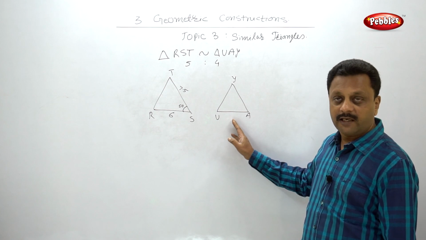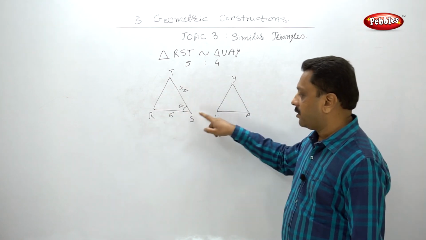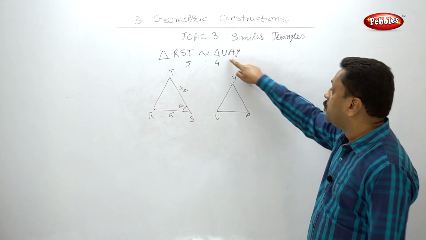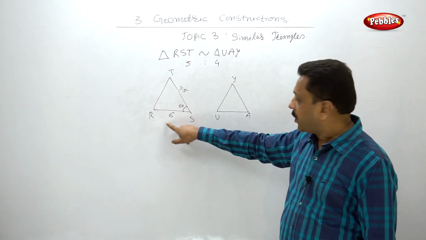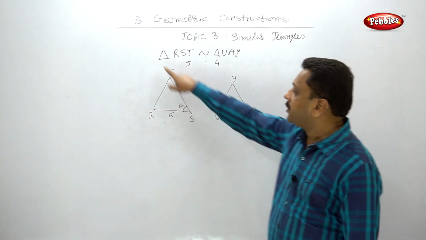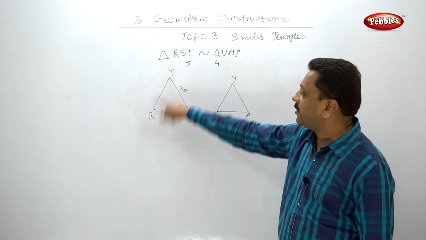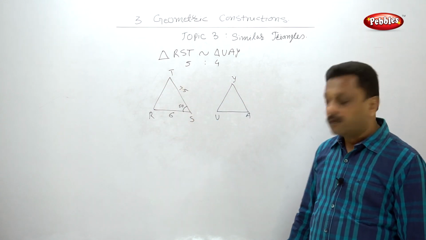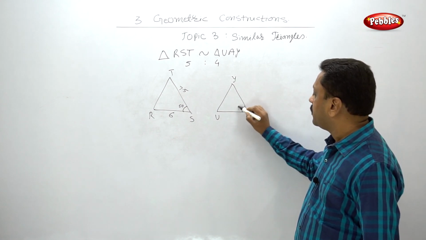Now it is very easy to construct this triangle. How will you construct it? First, you can draw this triangle. RS is given. Though they have asked to construct UAY, you have to construct this one also. So RS is given, you can draw 6. Take a ray at angle 50. Mark 7.5 here, and this triangle is completed. Correct? Now, this angle will be 50 only.